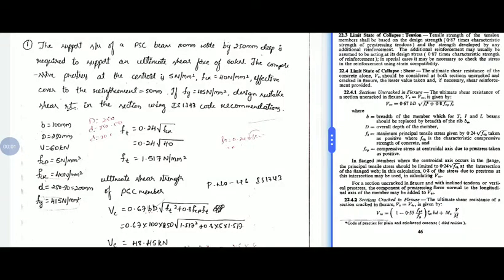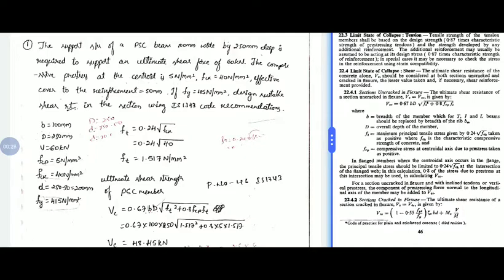Hello everyone. Today we will discuss a few more problems related to shear strength of PSC members. So let's start with the first problem. The support section of a PSC beam 100 mm wide by 250 mm deep is required to support an ultimate shear force of 60 kN.